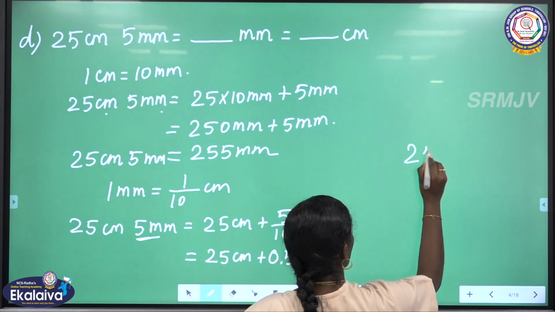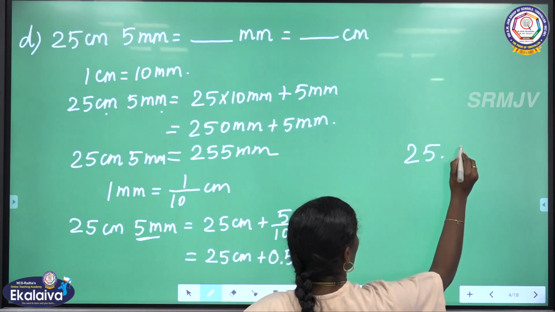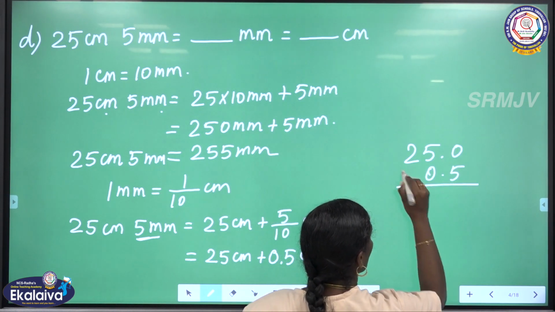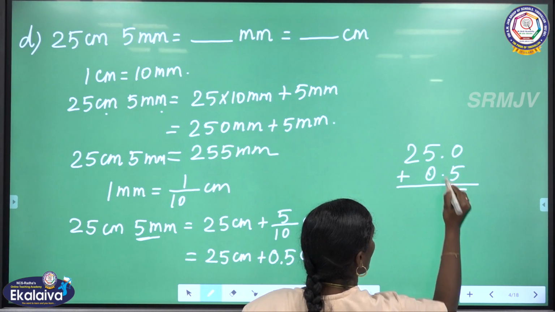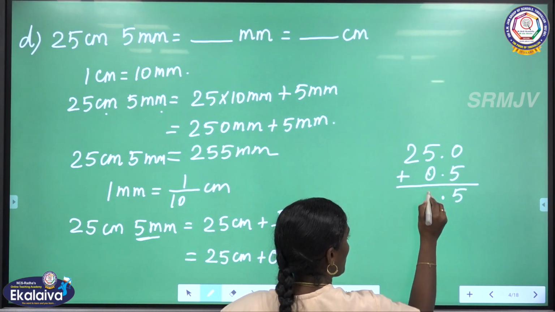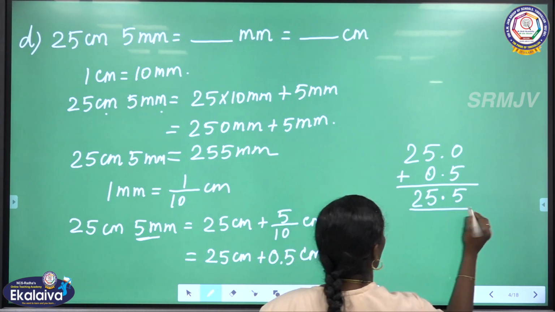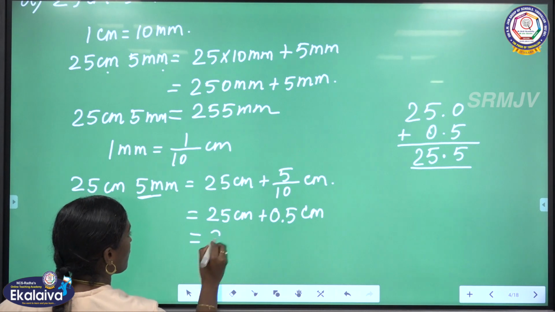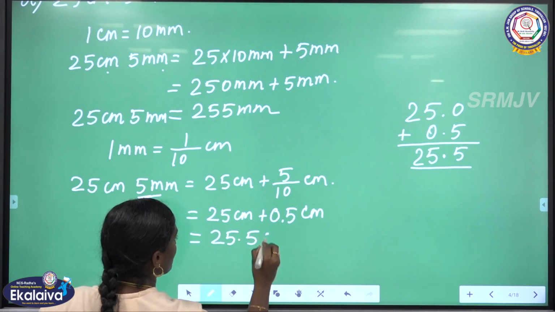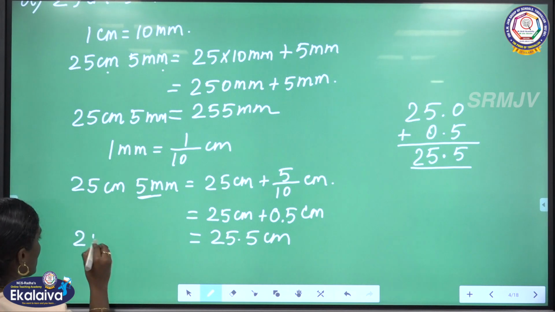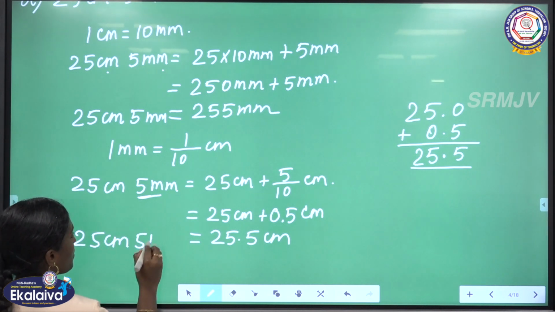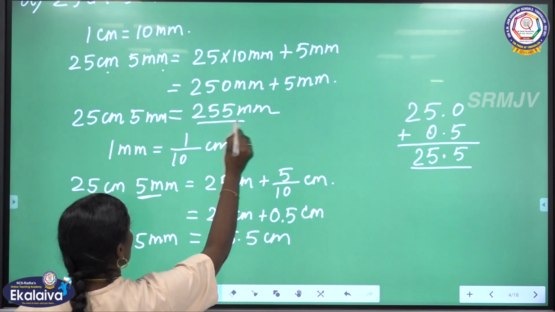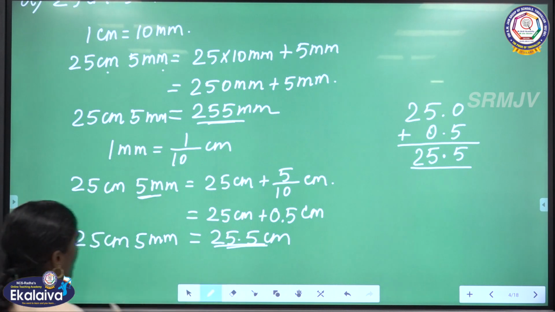Here 25 centimeter, 25 is a whole number, and the decimal part is 0. Then the next one, 0.5. Now we add 0 plus 5, 5, then we keep the decimal point, 5 plus 0, 5, and here 2. So that is 25.5 centimeter. So 25 centimeter and 5 millimeter is equal to 25.5 centimeter. Here we got the answer in millimeter and also in centimeter.